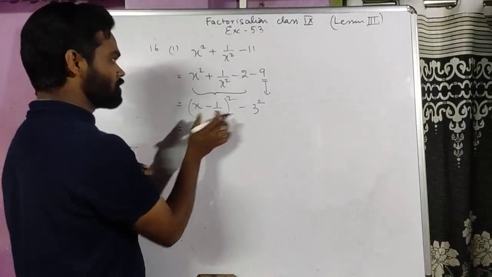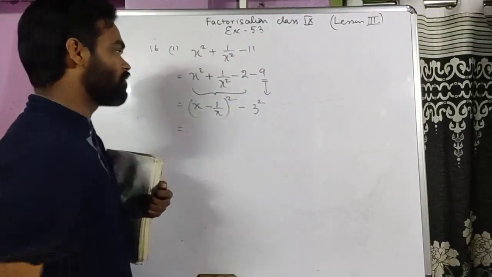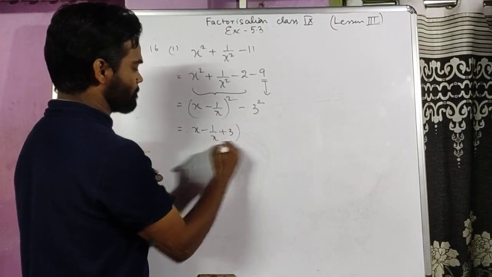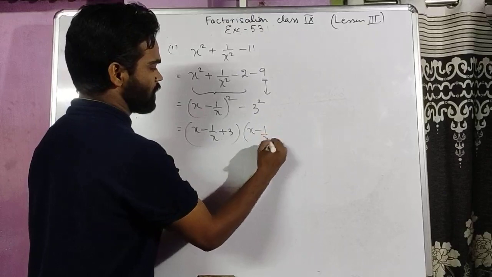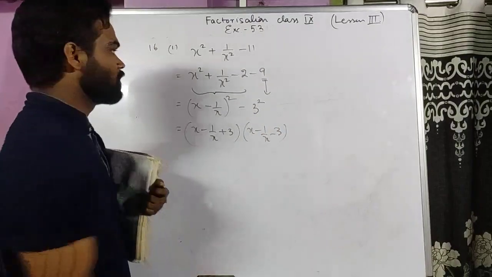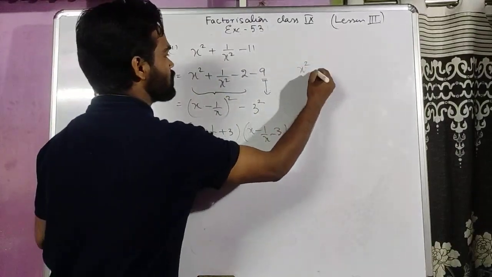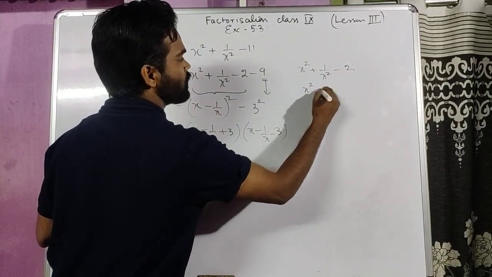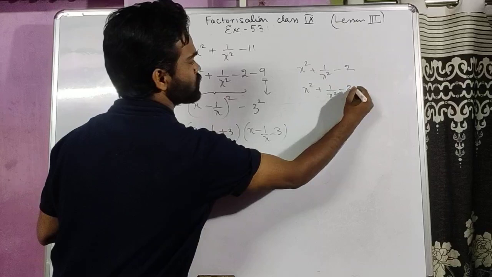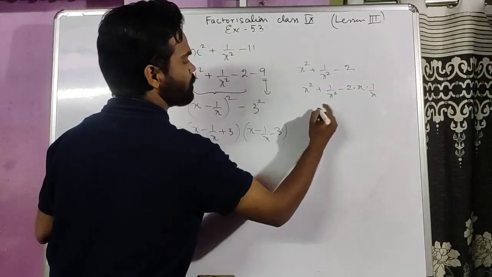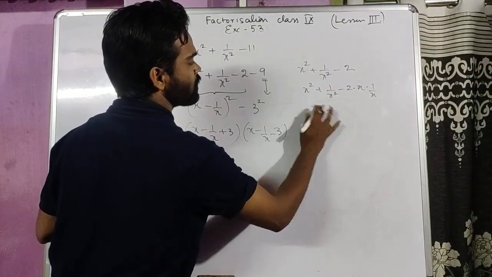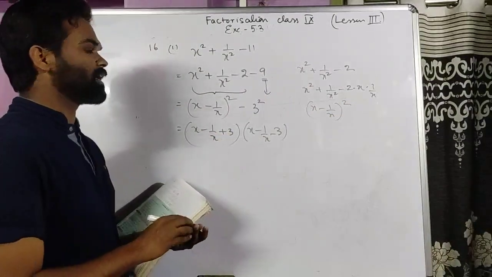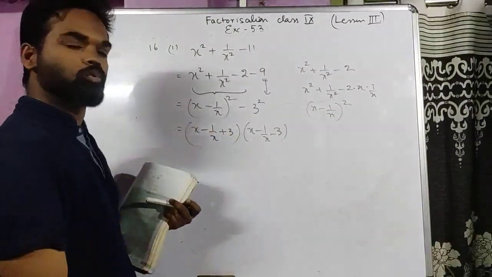Which means this is in the form of a square minus b square, which is a plus b, a minus b. Look how it came. This is a square plus 1 by a square minus 2. We can write a square plus b square minus 2ab, which is a perfect square. So instead of this, we can write x minus 1 by x whole square.